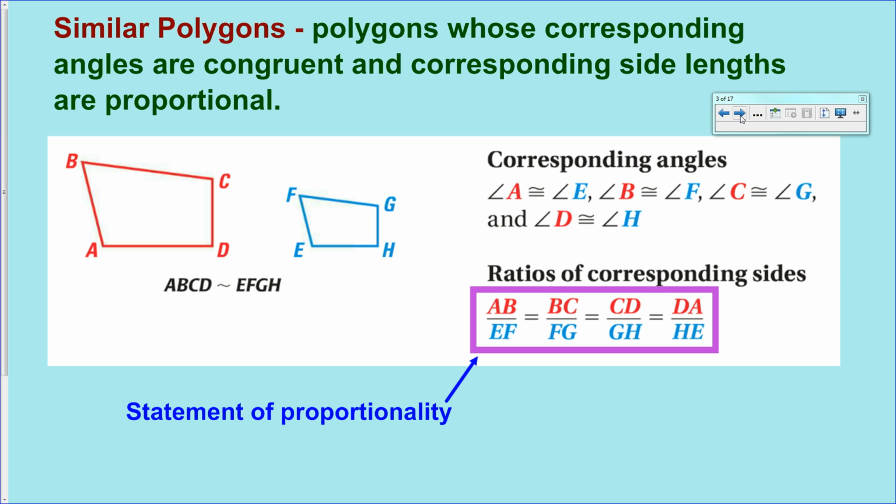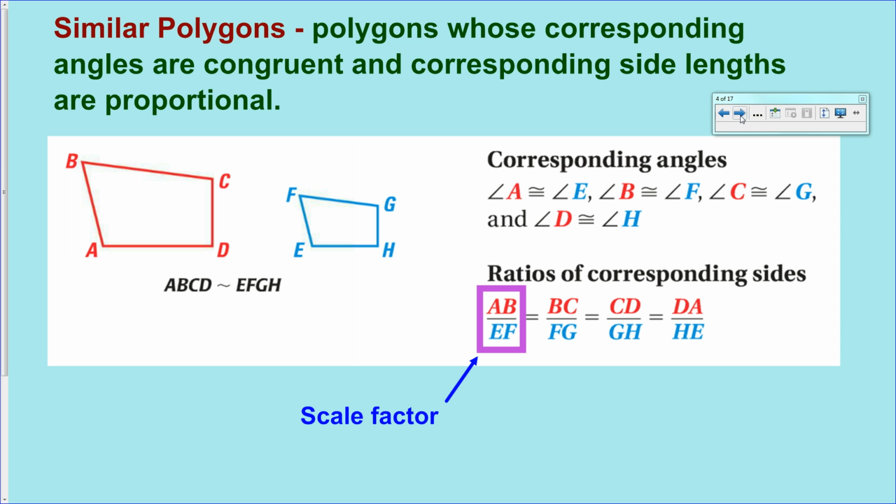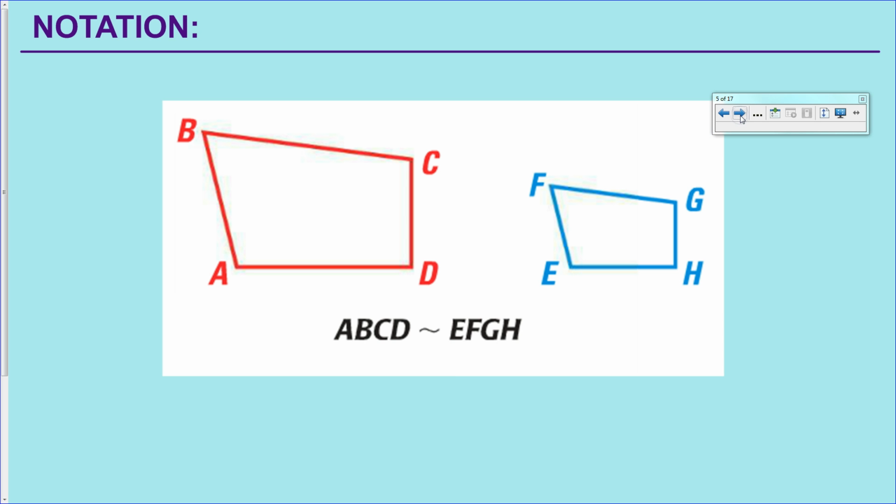Now, it's necessary for all of these ratios to be equal to each other, so you do, for a quadrilateral in this case, have to check all four. Together, they're all called a statement of proportionality. Now, if you take any one of those four, you get a scale factor, just like what we talked about in 6.2, dealing with maps and other representations of physical objects that are not the same size. You'll also notice a new symbol, and that is the tilde symbol.